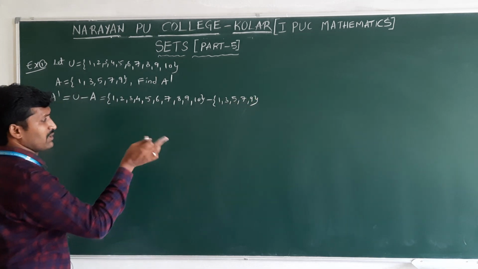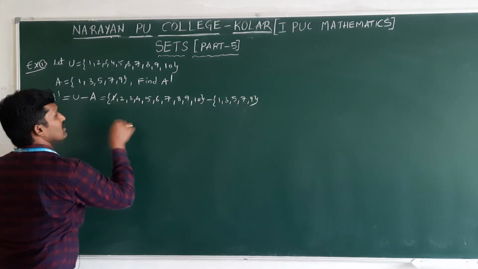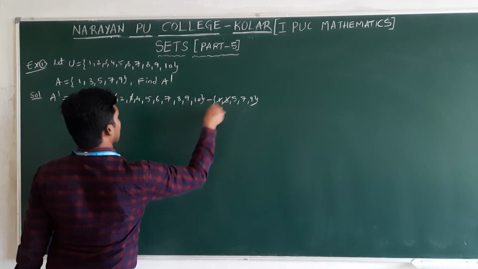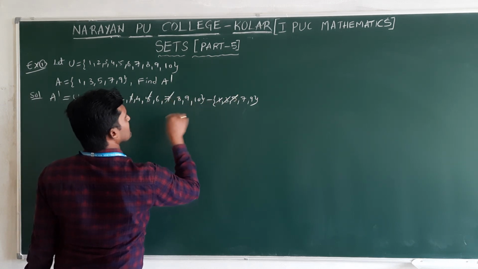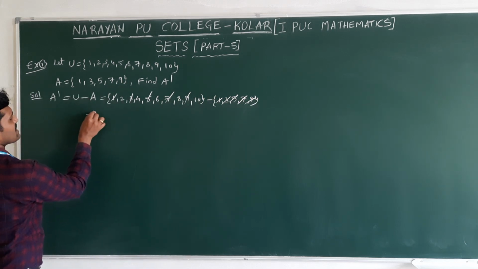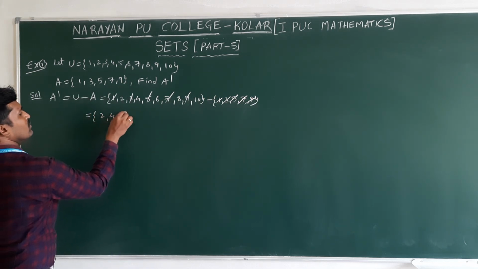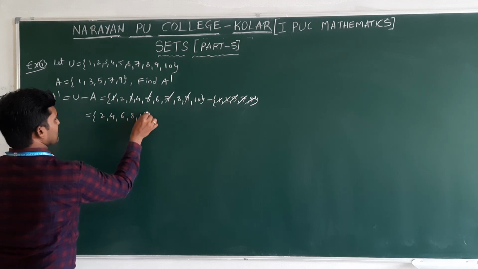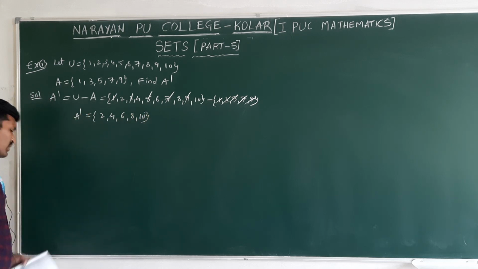The common elements in between cancel out. The odd numbers are cancelled. We get only the remaining even numbers, A dash equals 2, 4, 6, 8, 10. This is the complement of a set.